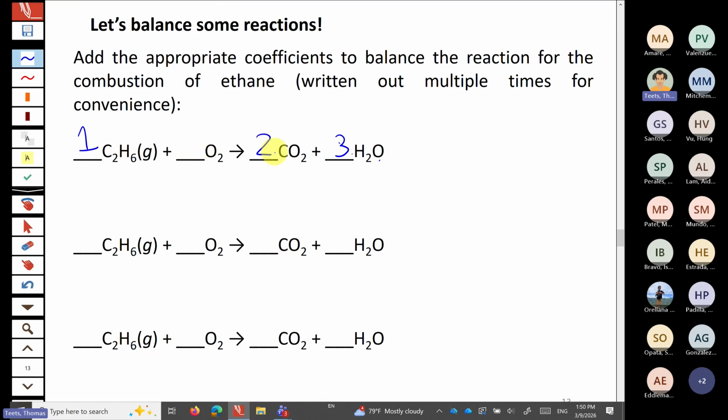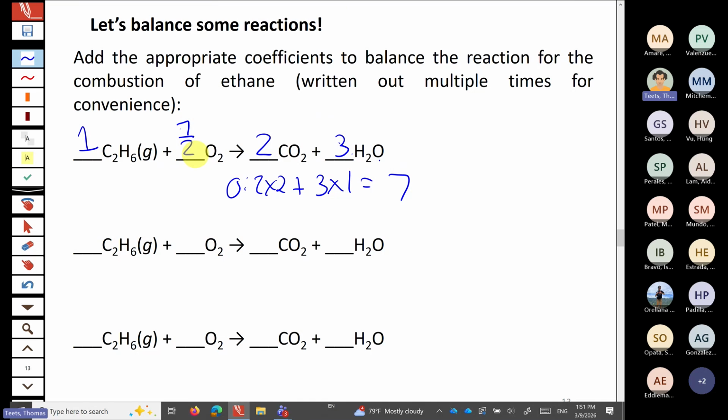So on the product side right now, we have 2 times 2 oxygens for carbon dioxide. We have 3 oxygens from water, 1 each. So we have a total of 7 oxygen atoms on the right side of the equation, which means we have 7 on the left. Now, if O2 has 2 oxygens in it, for a total of 7, we would need a coefficient of either 3.5 or 7 over 2. So that makes sure we have 7 oxygens on both sides.